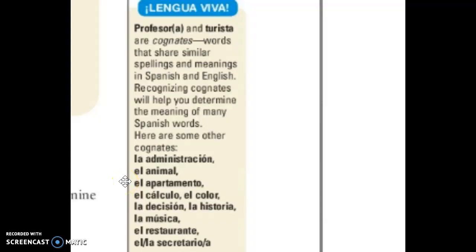Now I'd love to point out a quick side note. This is called lengua viva, so basically live language. Profesora and turista are cognates. We love cognates when learning new languages, words that share similar spellings and meaning in both English and Spanish. So recognizing cognates is going to help you determine the meaning of many words in Spanish. Here are some other examples of cognates. La administración, el animal, el apartamento, el cálculo, el color, la decisión, la historia, la música, el restaurante, el or la secretario or secretaria.